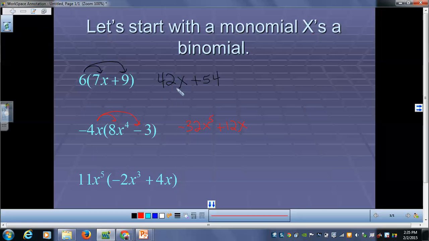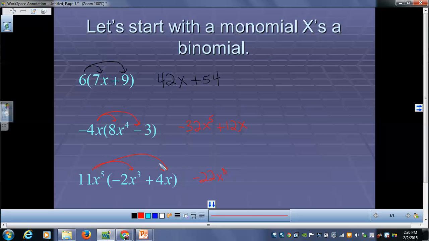Now if we look at the third example here, same idea. We're going to distribute this to the first term and then distribute this to the second term in our parentheses. So coefficient to coefficient. 11 times negative 2 is negative 22. Base x to base x. So I have 5 x's being multiplied by 3 more x's, which means I have x to the 8th power.